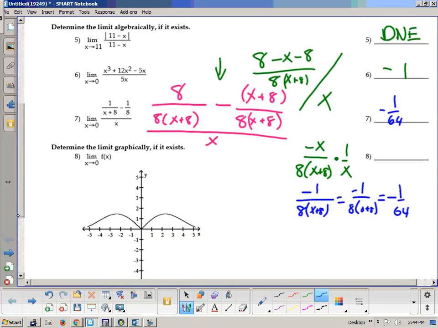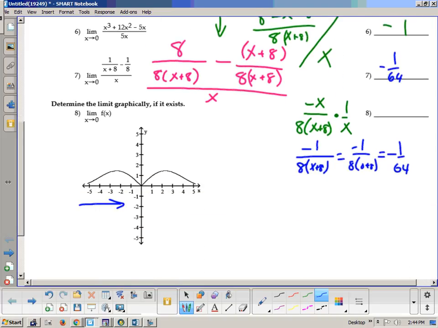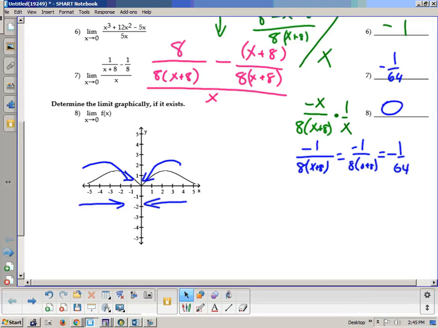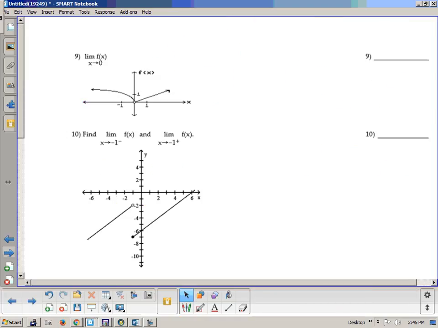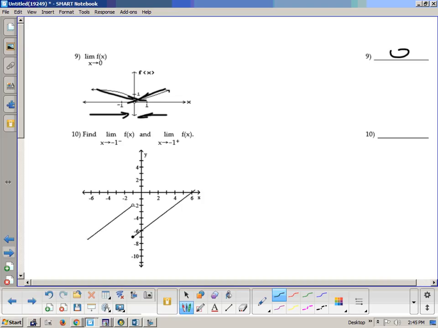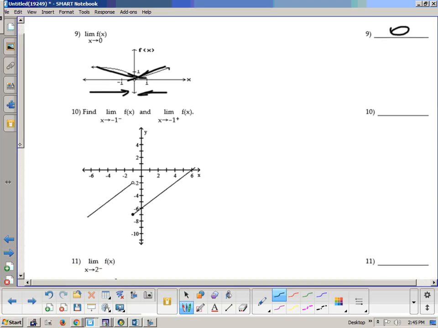Number 8, it has the limit as x approaches 0 from the right and left. The function itself approaches 0 also. So this is what your quiz will look like tomorrow. As x approaches 0 here, again, from the left and the right, the function's doing the same thing. That also is 0. Now we have find the left-hand limit and the right-hand limit approaching negative 1.